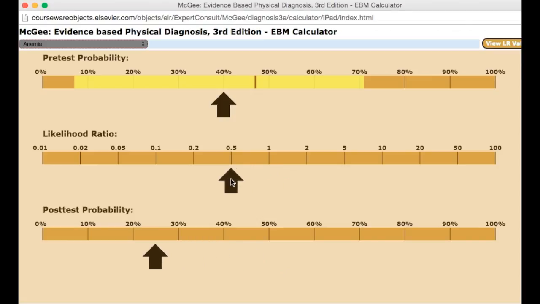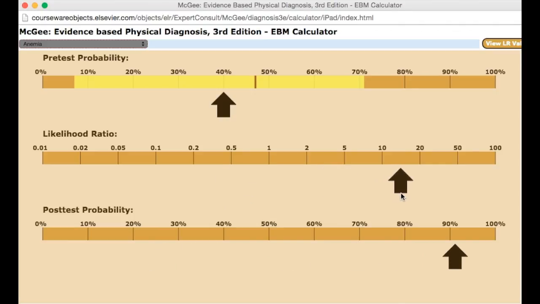Now, the negative likelihood ratio is around 0.5, just on the edge of significant, taking our pretest probability from 40 to a post-test probability of around 25%. Now, that changes the way we think about our patient, but doesn't necessarily rule out anemia at all.